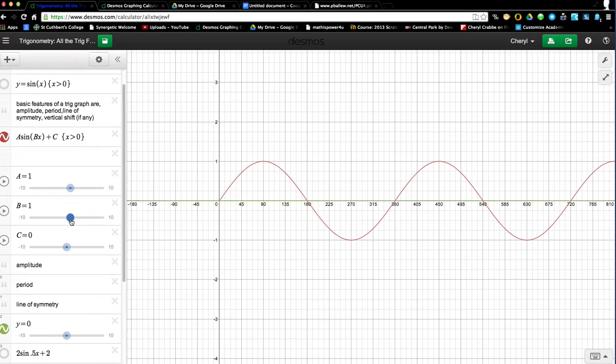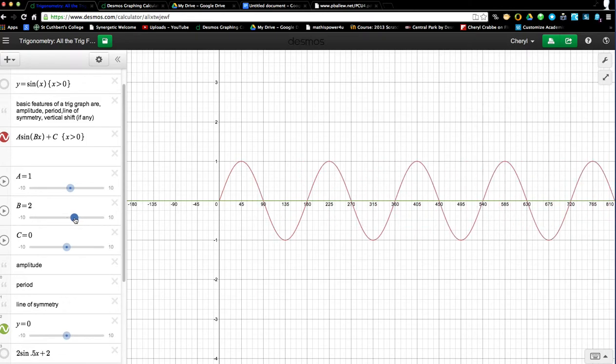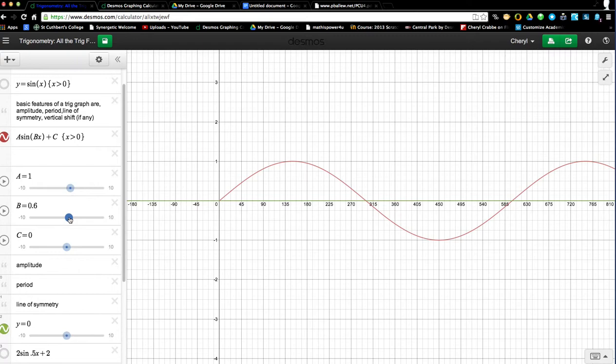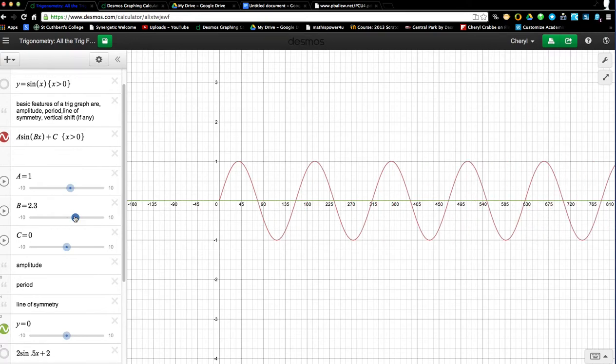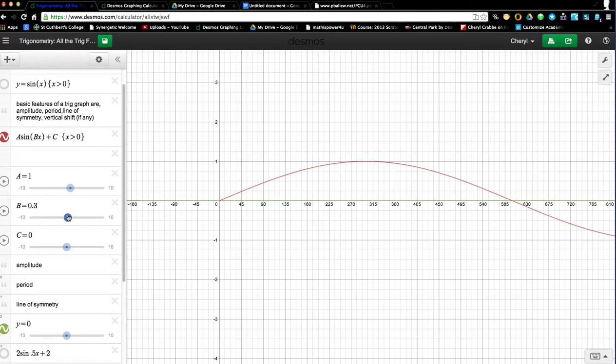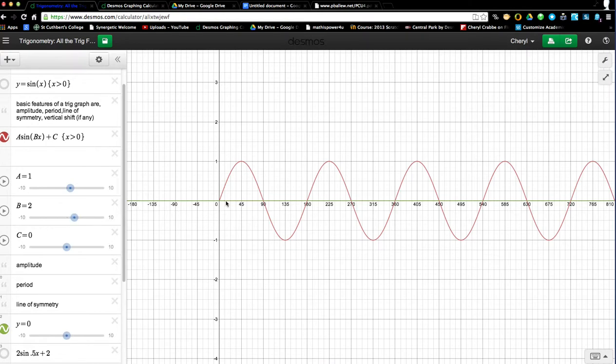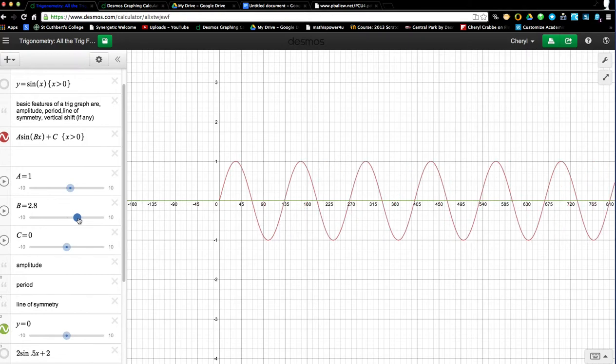Let's take a look at B. B is changing how often a complete wave happens. It's stretching it so that a complete wave is going way past the page that we can actually see. If we go to 0.3, and then if we go to 1, it's a normal completion at 360. If B is 2, then starting here, it now completes itself at 180. So instead of 360, if B is 2, the wave has been compressed, so now it completes itself in a shorter distance at 180. Guess what happens if I go to 3?